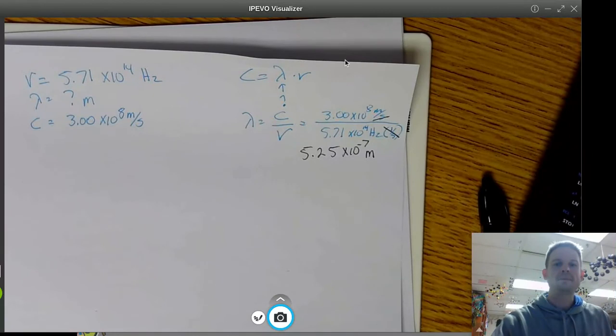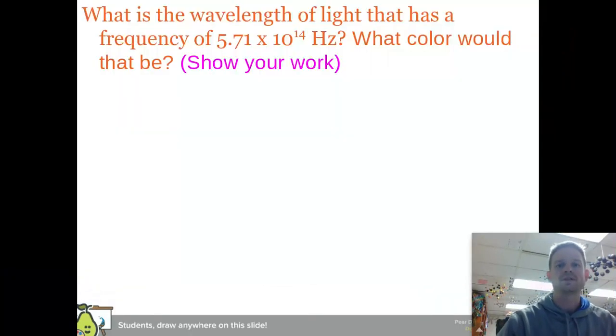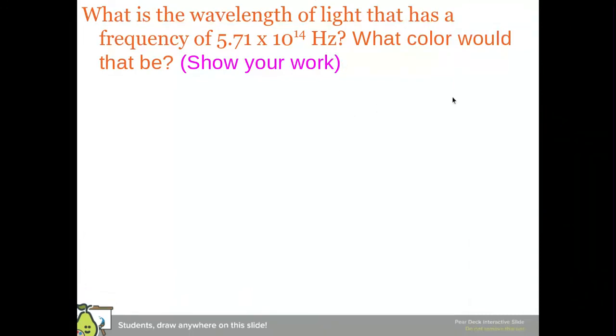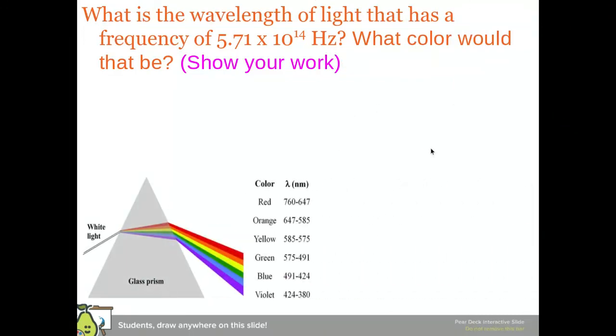So take a look at that, copy that down, because you'll have to do a couple problems like that, but I'm pretty sure you guys can be pretty good. So let's go look at the last little bit. What color would that be, right? When we get this chart to come in, we can take a look. We just calculated that we have 5.25 times 10 to the negative 7th meters. Well, if we go back and do our calculation before, that really turns into 525 nanometers.